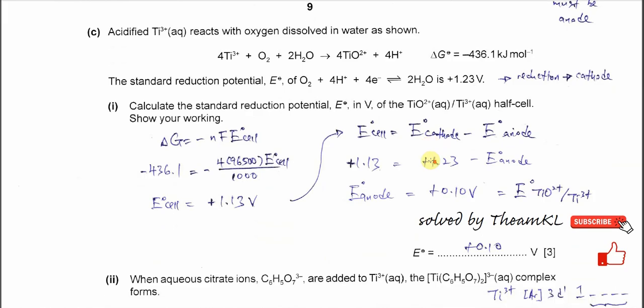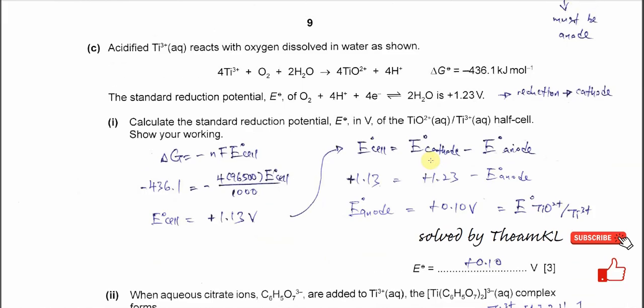Part C. This part is quite challenging for some of you, so listen carefully. Acidified Ti3 positive reacts with oxygen dissolved in water as shown. So this is the overall equation. It is a spontaneous reaction because the Gibbs energy is negative. From this equation, you should know that oxygen will oxidize the titanium 3 to this TiO2 positive, which is the titanium 4 positive. So we know that oxygen will oxidize these ions to form this.